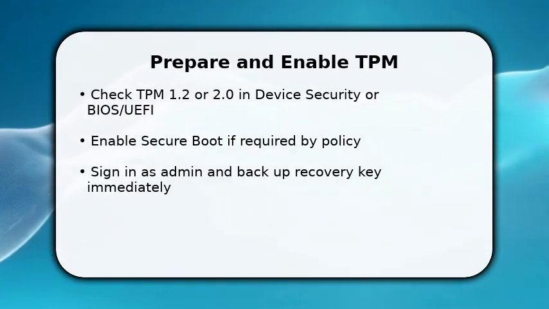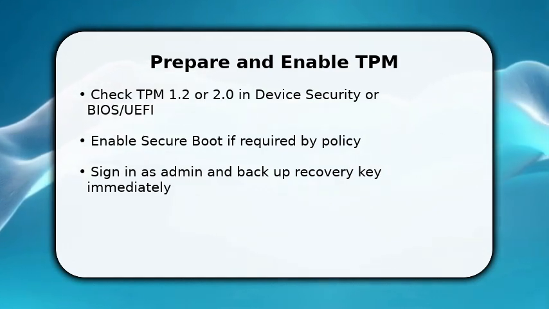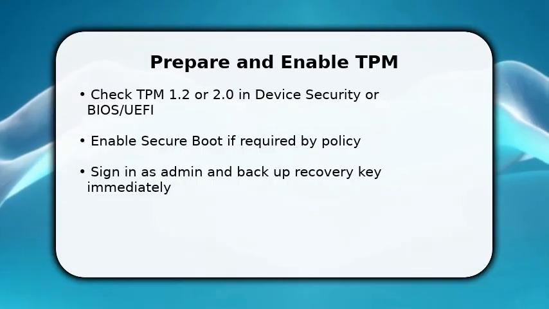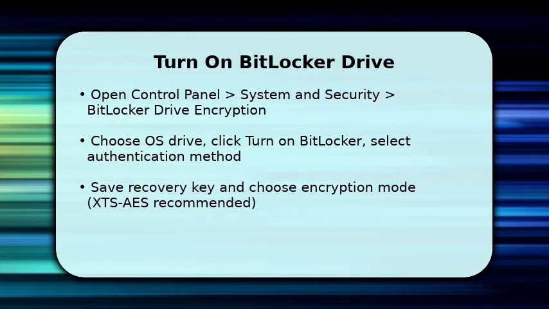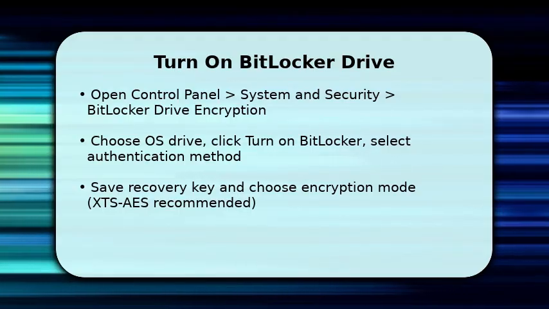Make sure disk partitions are standard, MBR or GPT, and that you have recent backups before proceeding. You now open BitLocker Drive Encryption and click Turn on BitLocker for the OS drive. Choose how you want to unlock: TPM only, TPM plus PIN, or password. TPM plus PIN increases physical security.